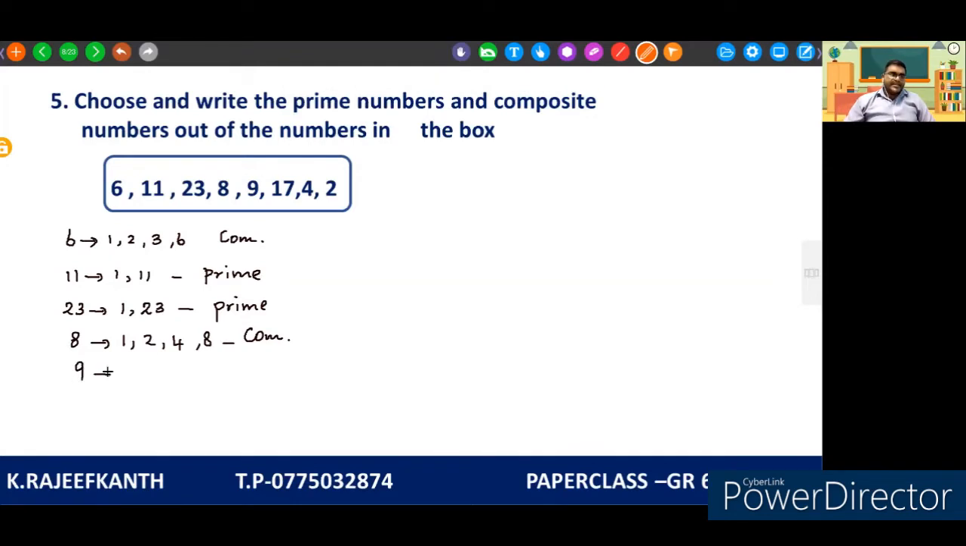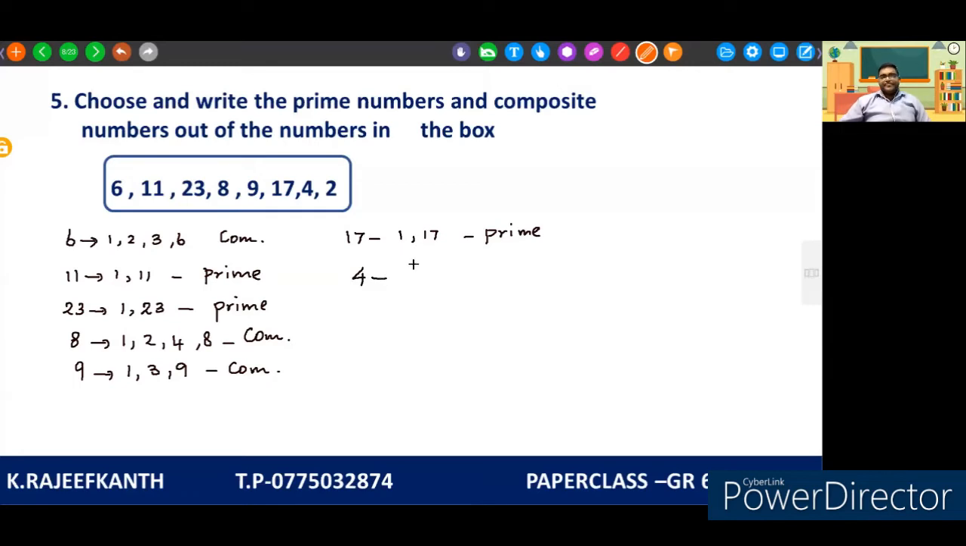Then 9. Here we can divide 9 by 1, 3 and 9. So 9 has more than two factors. So 9 is also a composite number. Then 17. Here we can divide 17 only by 1 and 17. So it has only two factors. Then 17 is a prime number.